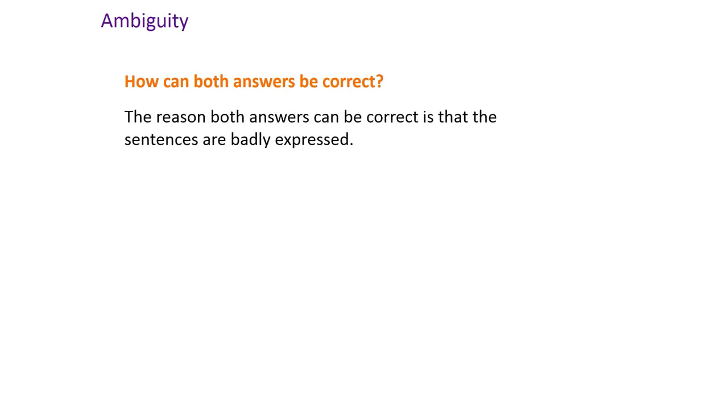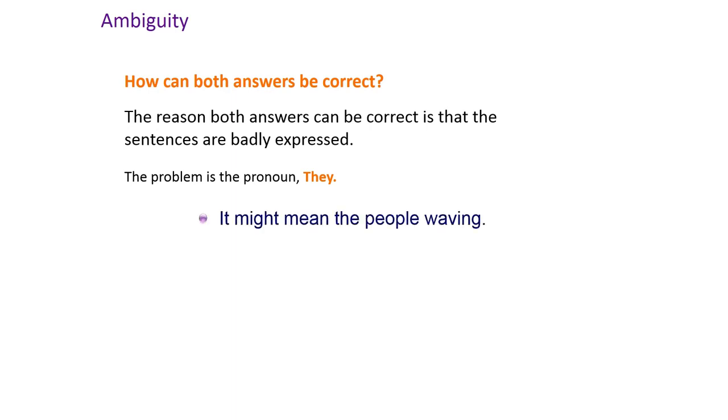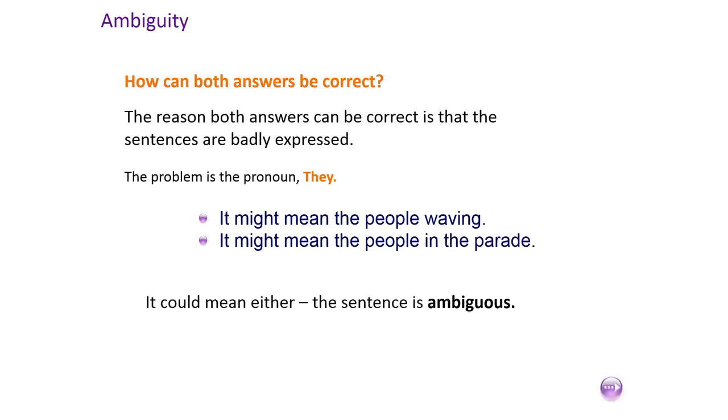Let's find out. The reason why both sentences can be correct is that the sentences are badly expressed. The problem is the pronoun they. It might mean the people waving, or it might mean the people in the parade. It could mean either because the sentence is ambiguous.